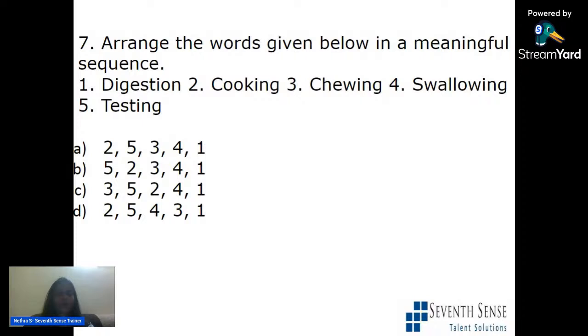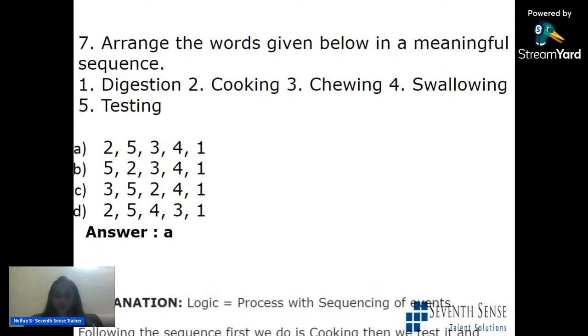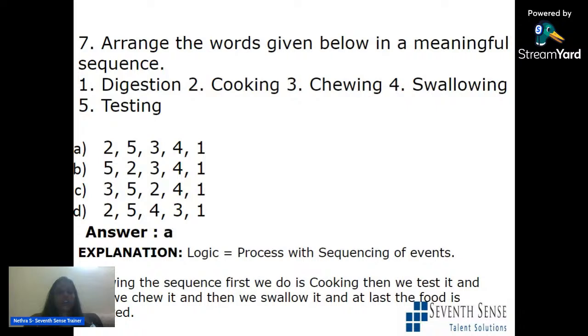So then what about C? 35241. So chewing first, followed by testing, followed by cooking, followed by swallowing and digestion. Not satisfactory, right? So the correct answer is option A. 25341. That is cooking, followed by testing, followed by chewing, followed by swallowing, then digestion. So it is a logic, and it is a process with sequencing of events. Whenever we are cooking, then we'll test it, then we'll chew it, then swallow it and digestion. So it is an event.